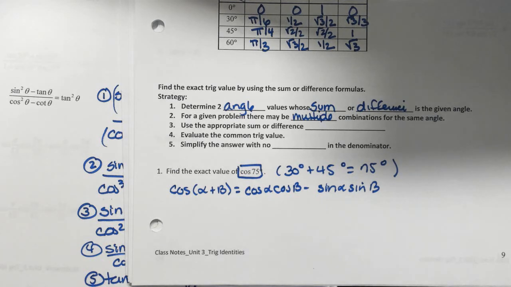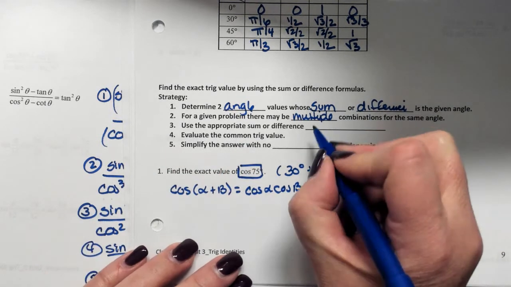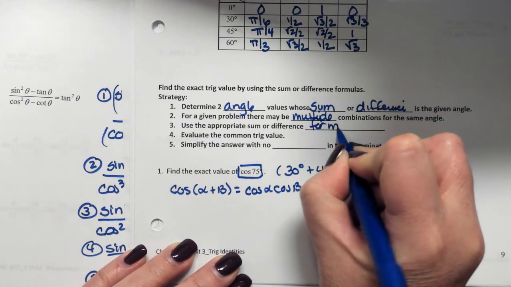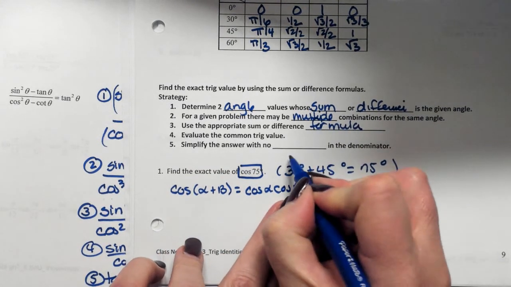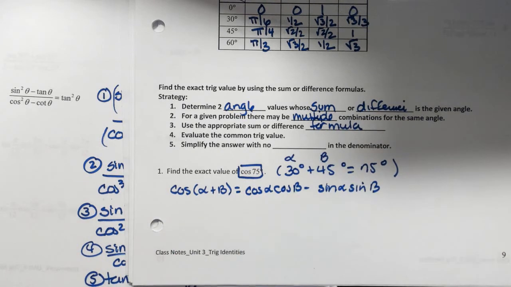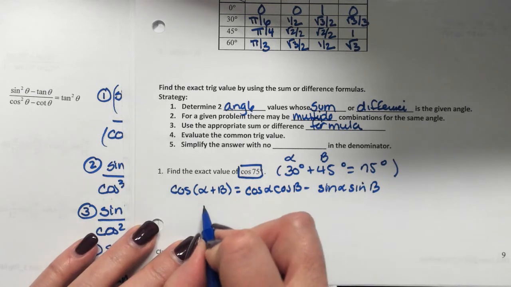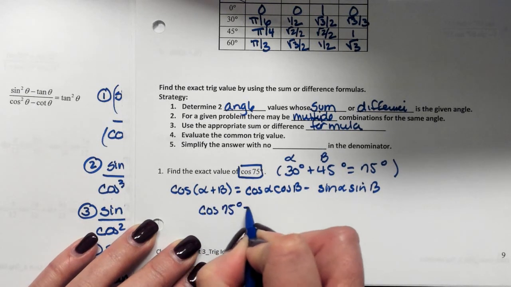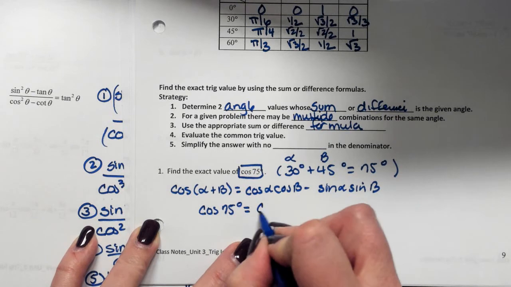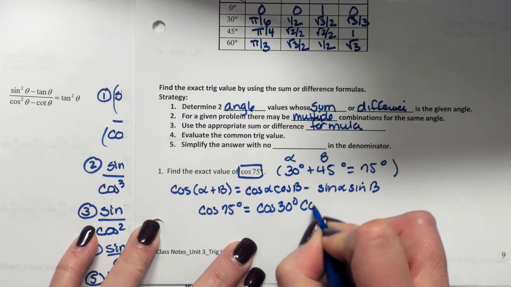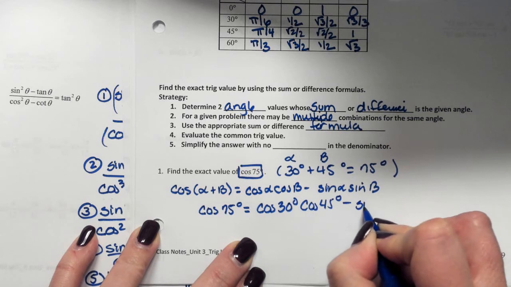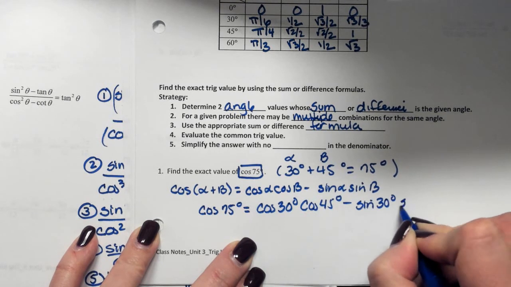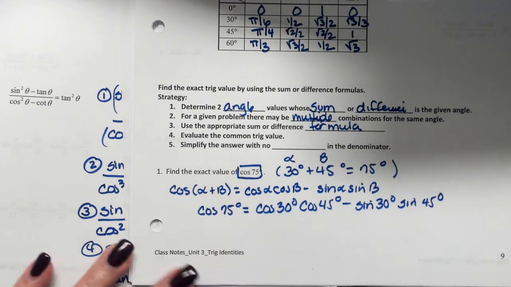So now we're going to use the appropriate sum or difference formula. You're going to rewrite, again, I'm going to call 30 my alpha, 45 my beta. So now in this formula I'm going to substitute. I'm going to take out these symbols and replace them with the two angles that I picked to add together. So the cosine of 75 degrees is going to be equal to the cosine of 30 degrees, the cosine of 45 degrees, minus the sine of 30 degrees times the sine of 45 degrees.